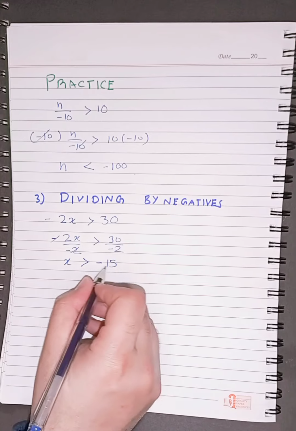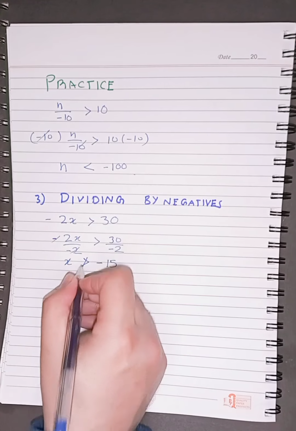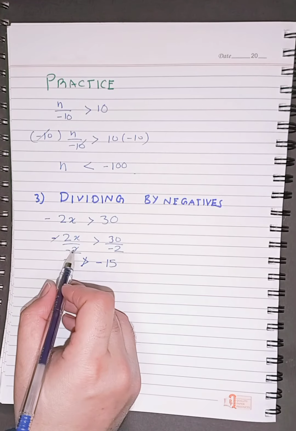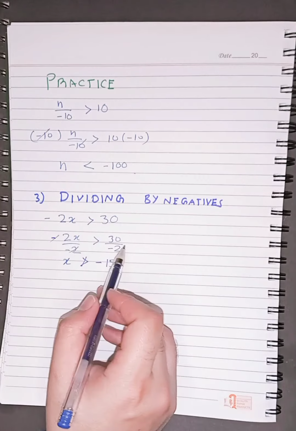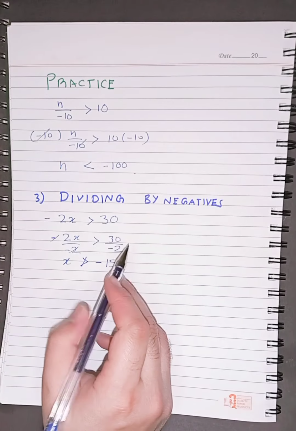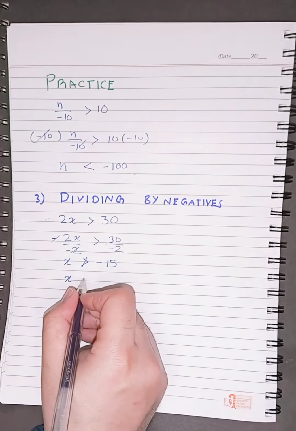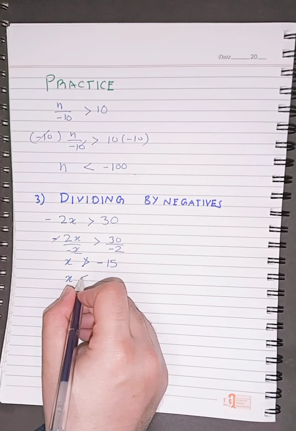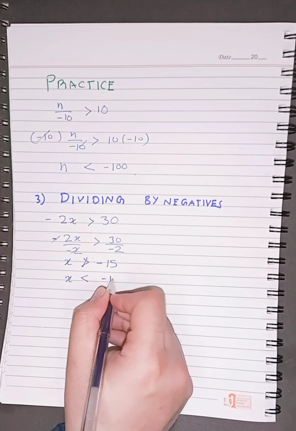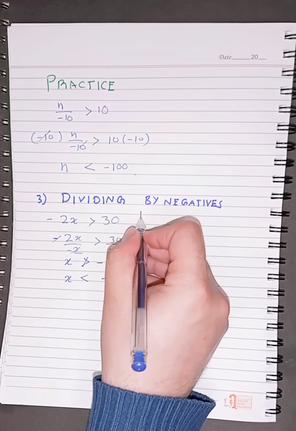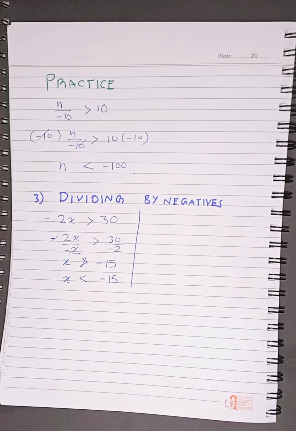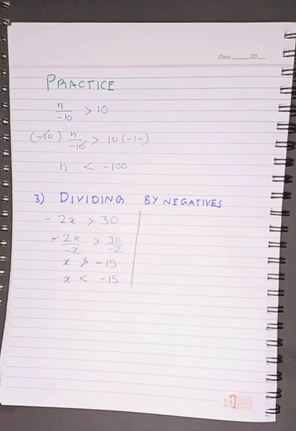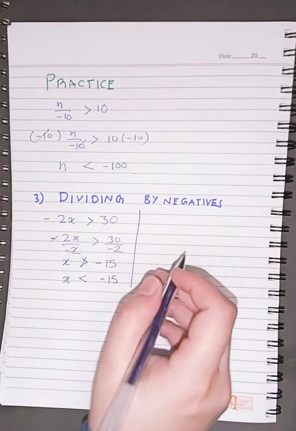And x is greater than minus 15 would be wrong, because you have divided the equation by a negative number, so the sign will be switched. Previously it was greater than, now it will be less than. So x is less than minus 15. This is how you will do the questions. You will switch the sign when you are dividing by negatives.